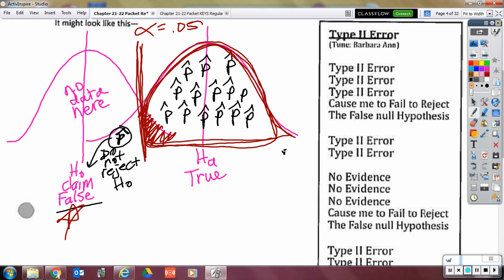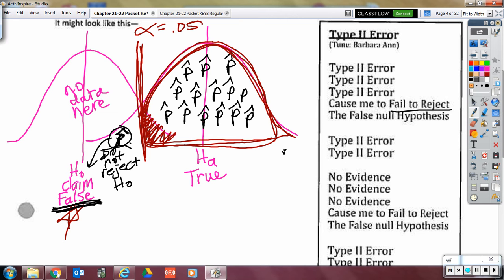I'll get it for you here in a second, but let me go through the words. So it's going to cause me to fail to reject this false null hypothesis. I don't reject a false null hypothesis when I should. I fail to reject a false null hypothesis. Type 2 error.